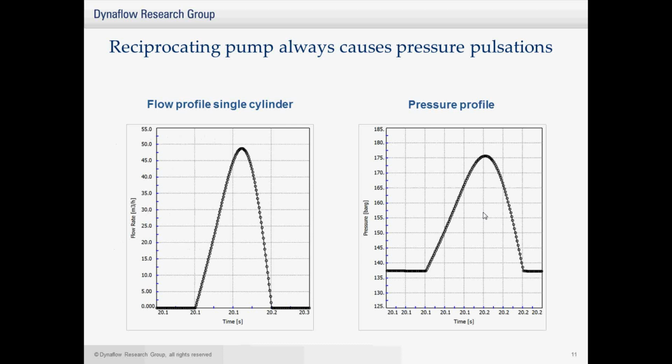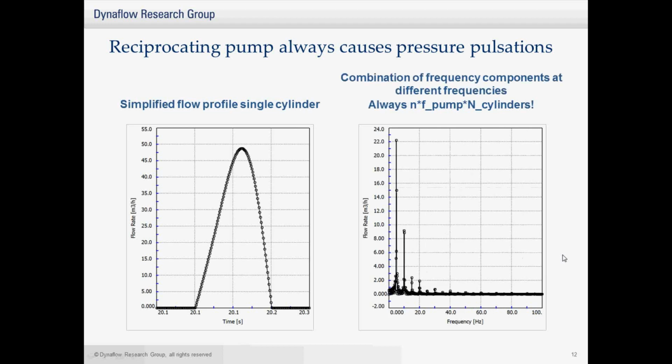So just to give you a couple of examples, I generated these plots using our own software for pulsation analysis, and this is a flow profile of a single pump, simplified. On the left you see the flow rate, and with every change in flow rate there's a change in pressure, and this is basically what causes those pressure pulsations, because the reciprocating pump has a changing flow profile, which also causes changes in pressure.